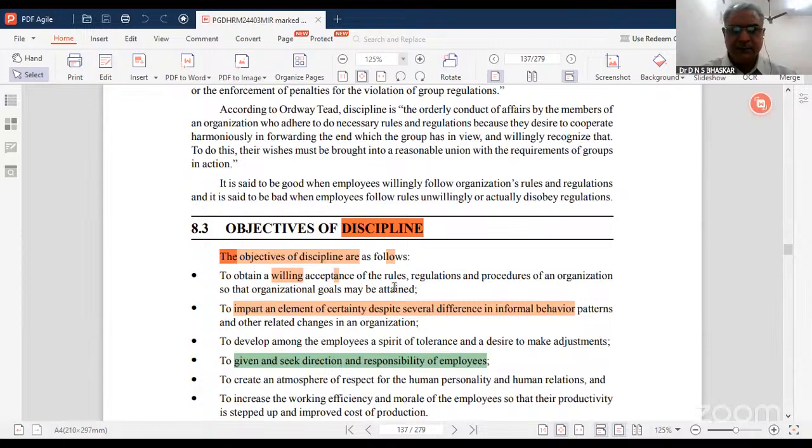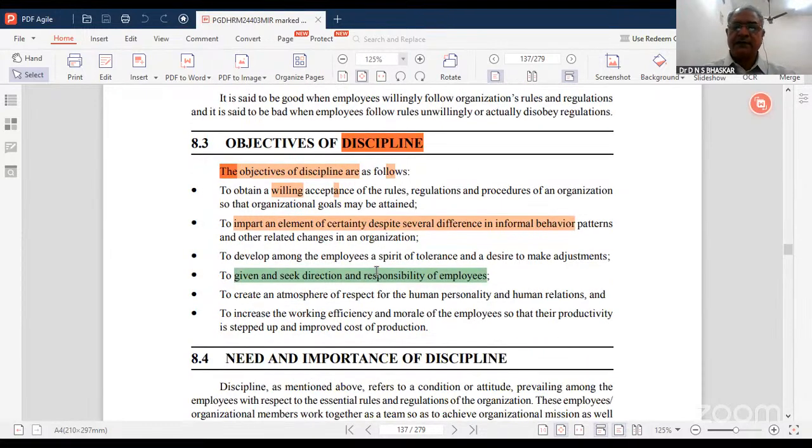And objectives of the discipline. Why are discipline procedures important, or what are the major objectives of the discipline procedure? First one, to obtain a willing acceptance of the rules. If the discipline procedure is not adopted, employees will not accept the rules and regulations of the organization. So, to obtain the willingness and acceptance of the rules, regulations, and procedures of the organization, so that the organizations can achieve their goals.